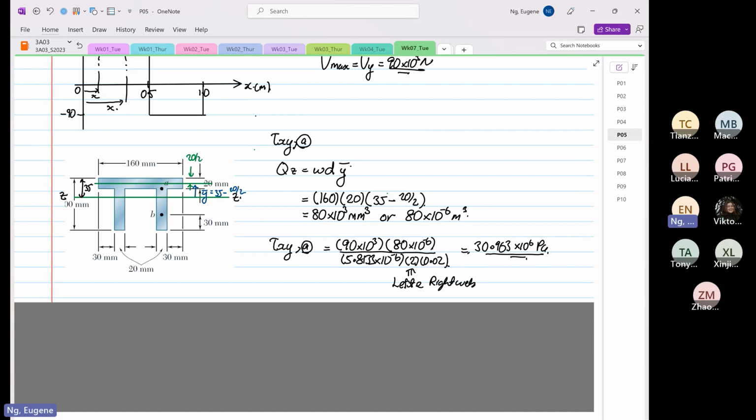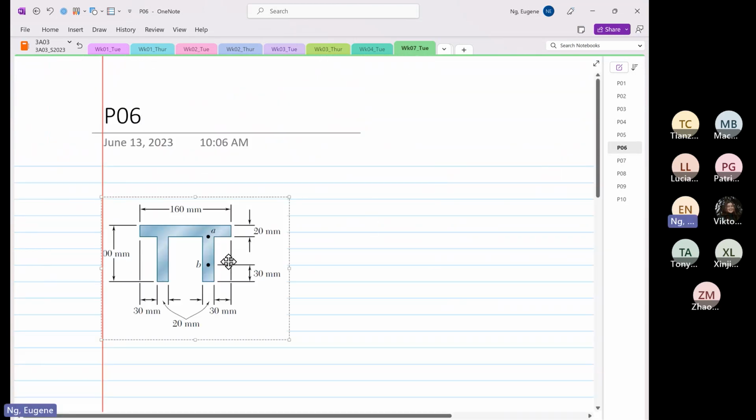Next, we're going to find point B. I don't see anyone with any question, or are you all okay? I hope if you have any question, please ask me regarding this example.